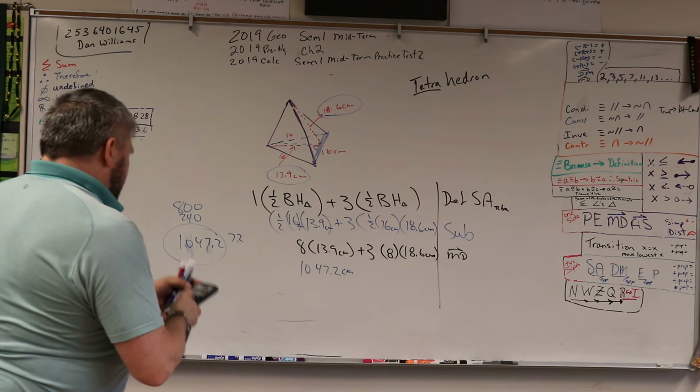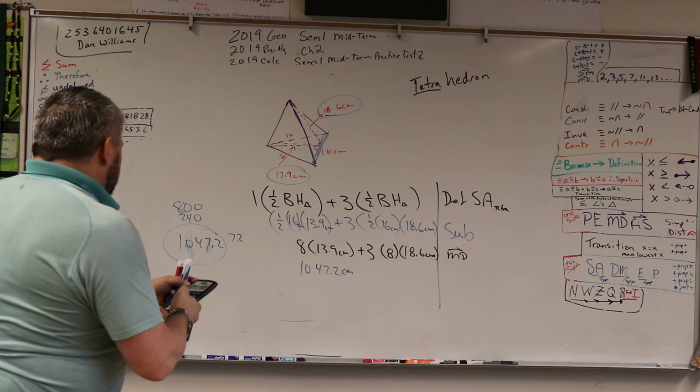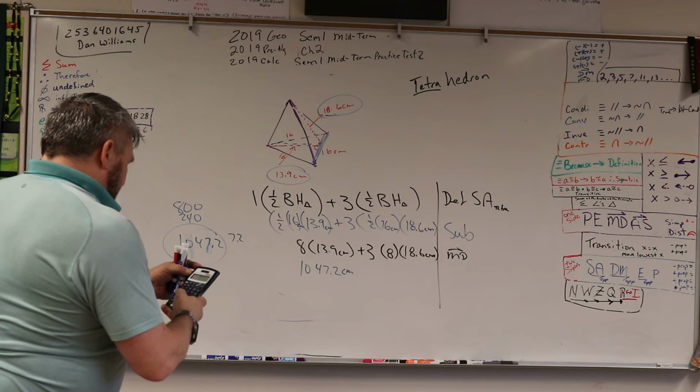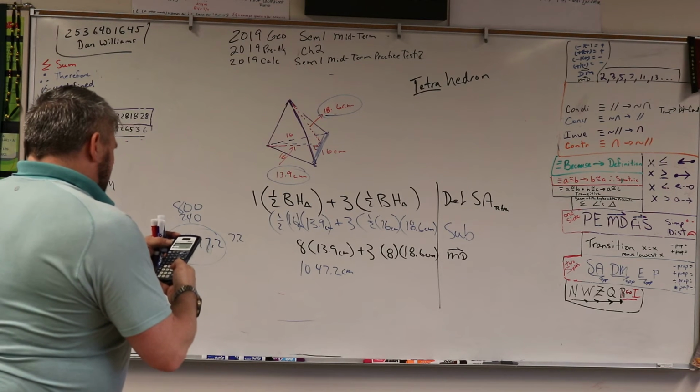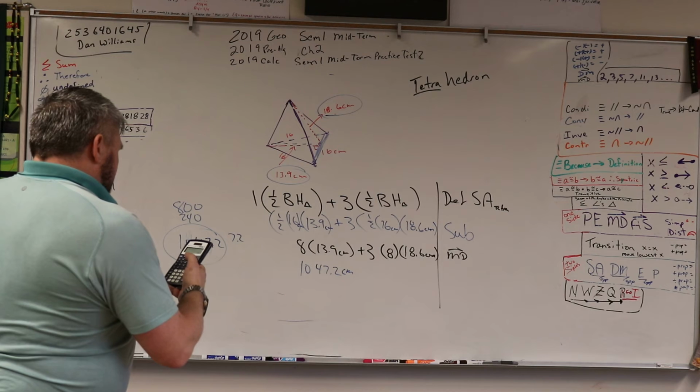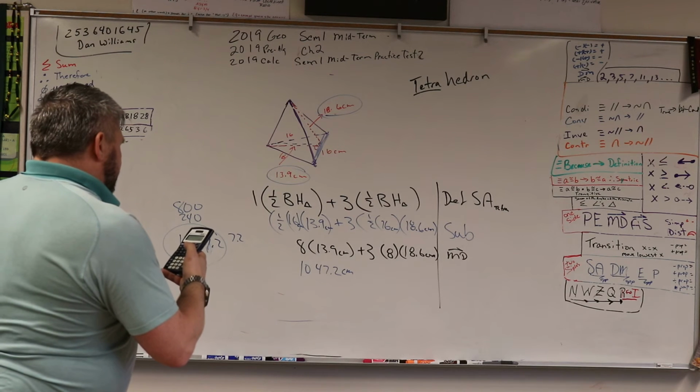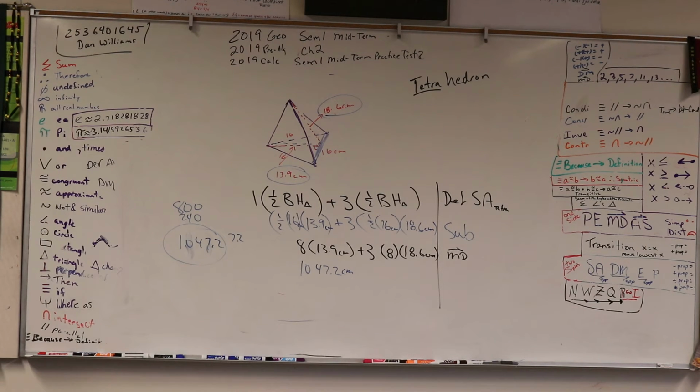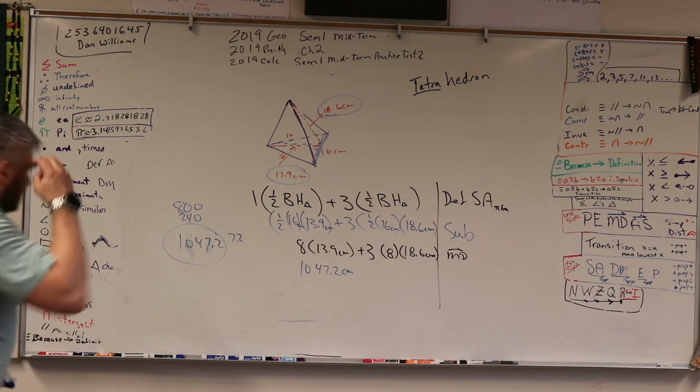Alright, so what is it? 8 times 13.9. Uh-oh, we did something wrong. I got 111.2. 111.2. Ooh, what did I do wrong?